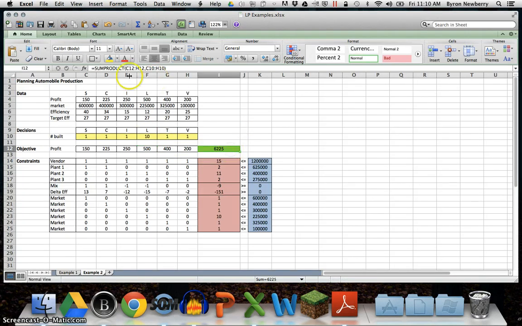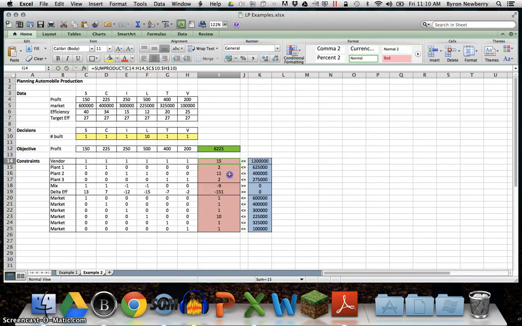Now, you notice here I'm using that SumProduct command. I have my constraints set up in a way so that I can also use the SumProduct. So for instance, the vendor constraint is how much the vendors can handle. So the total number of cars that we can handle is 1,200,000 vehicles. So if I take 1 times the number of subcompacts plus 1 times the number of compacts plus on and on and on, that sums right now to 15 based on what I have. So if you look here, that's a SumProduct command.